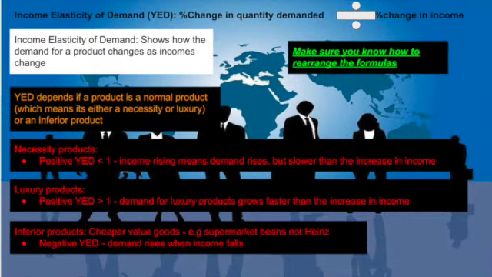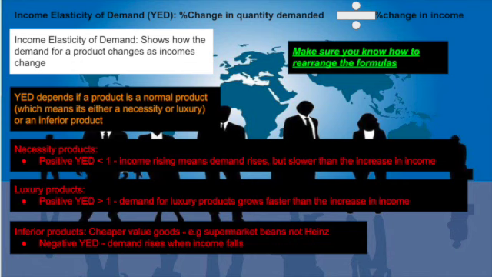The second type of elasticity refers to income elasticity of demand. This shows how the demand for a product changes as income changes. Another formula is percentage change in quantity demanded divided by the percentage change in income. How I like to remember both these formulas is that percentage change in quantity demanded is always on top, and then the other variables at the bottom.